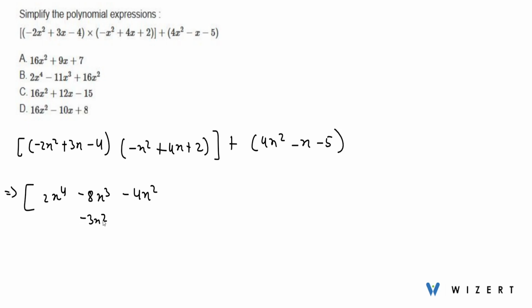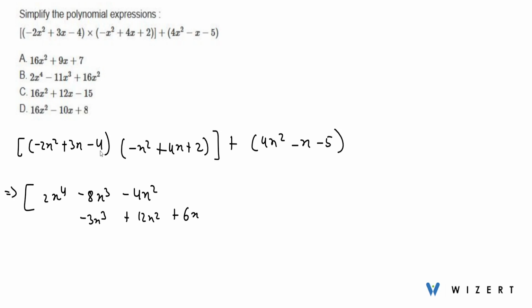So let's write it below the minus of 8x cube term, so that while calculating the final equation our calculation becomes a bit simpler. That's it. So 3x multiplied by minus of x square is minus of 3x cube. 3x multiplied by 4x will give us 12x square, and 3x multiplied by 2 will become 6x.